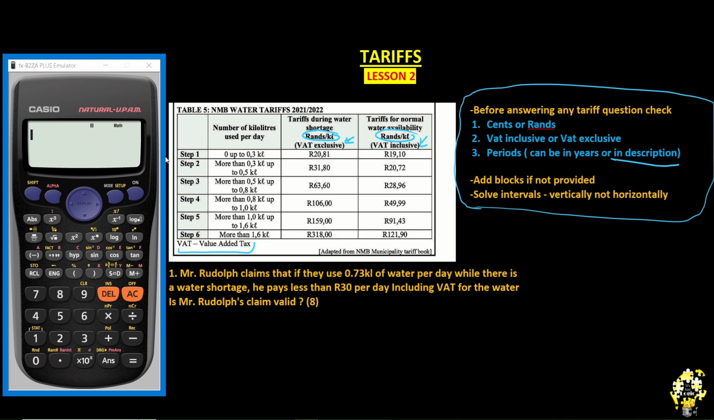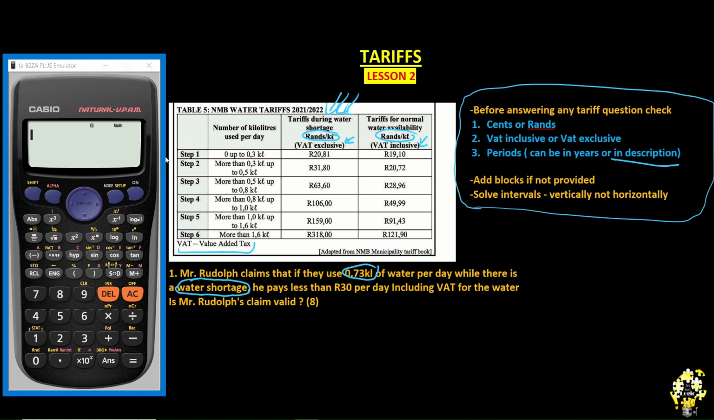Now we have a question. The question says Mr. Rodolph claims that if they use 0.73 kiloliters of water per day while there is a water shortage. You see what I'm outlining here? These are the important things which you should be making notes about. So if they use 0.73 kiloliters when there is a water shortage, he's giving us a description or a period. That means already we should know that our focus is going to be here, here, here. Why? Because this is during water shortage. Had he said normal water availability, then we would be using these.